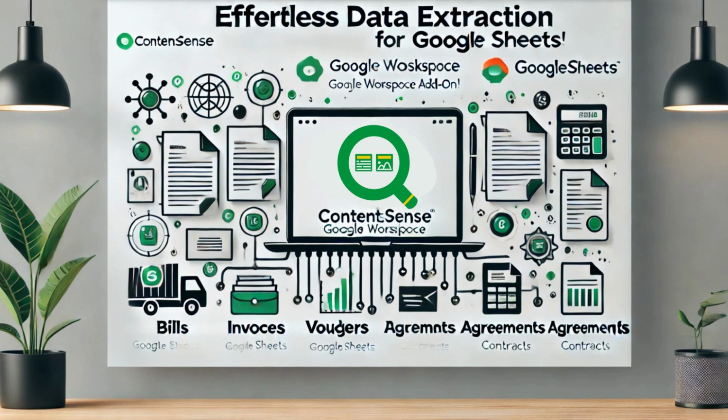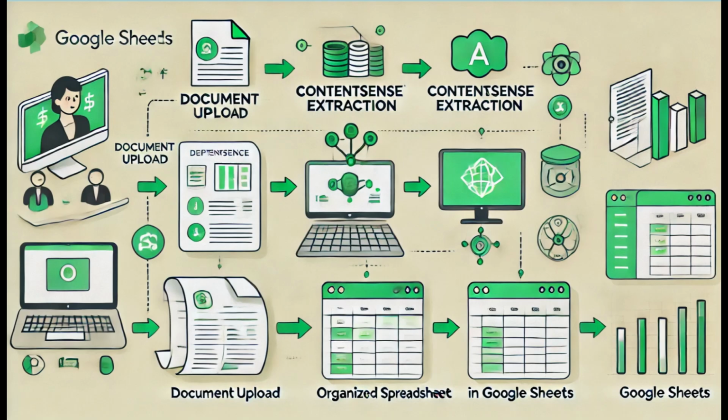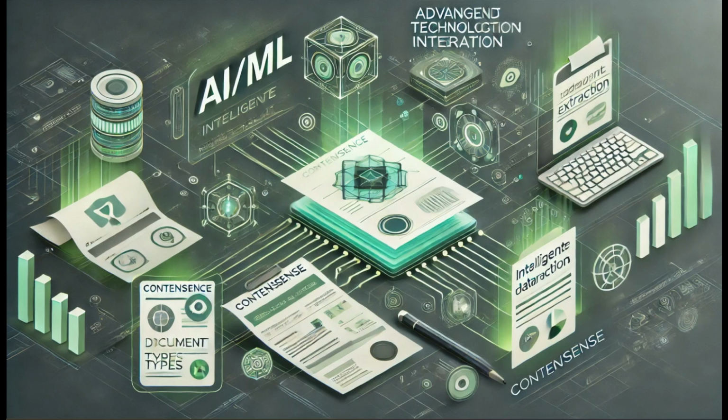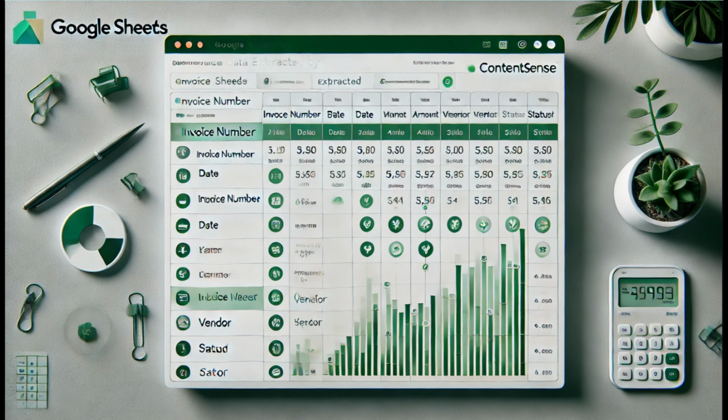Welcome to ContentSense. We're excited to introduce our innovative Google Workspace add-on, designed to help users extract data from a wide range of documents, including bills, invoices, vouchers, receipts, agreements, contracts, and more. The add-on utilizes the latest technologies to enhance data extraction and seamlessly organize the information into structured spreadsheets within Google Sheets.